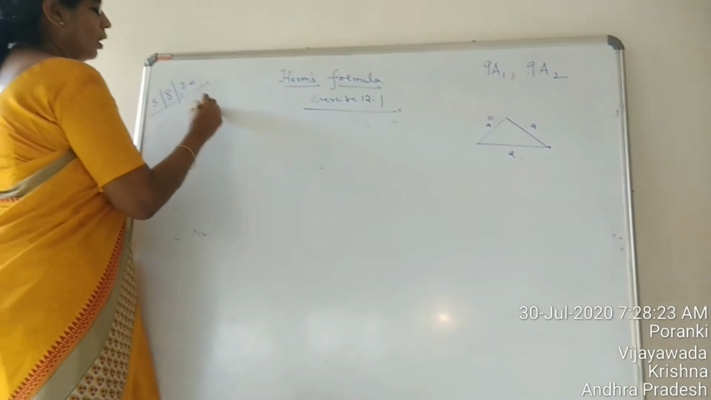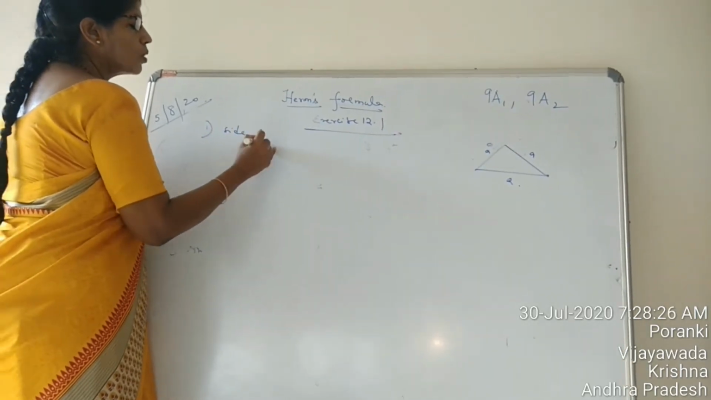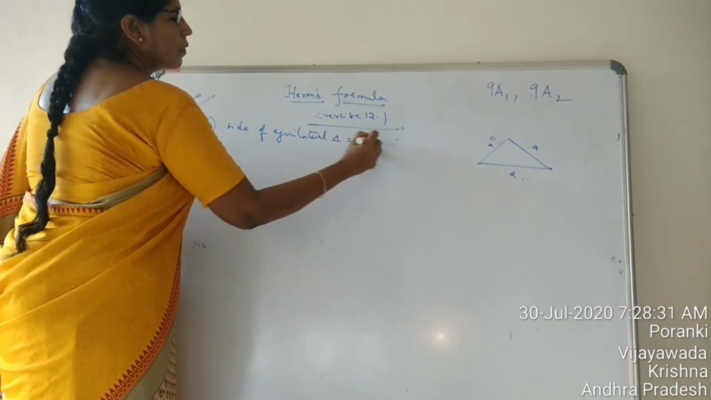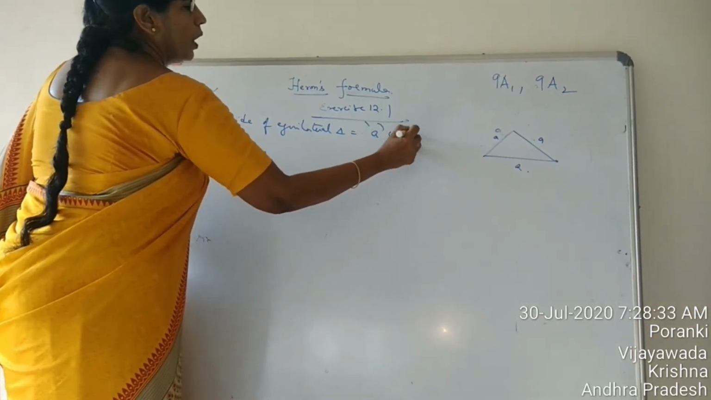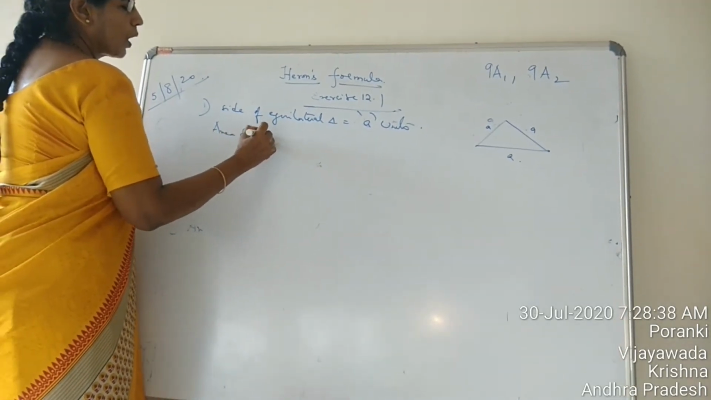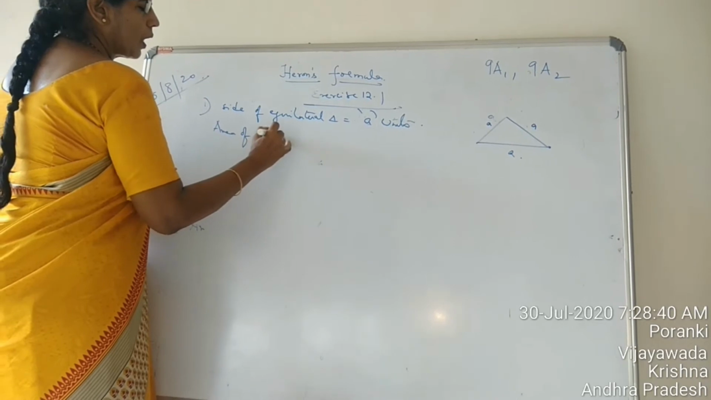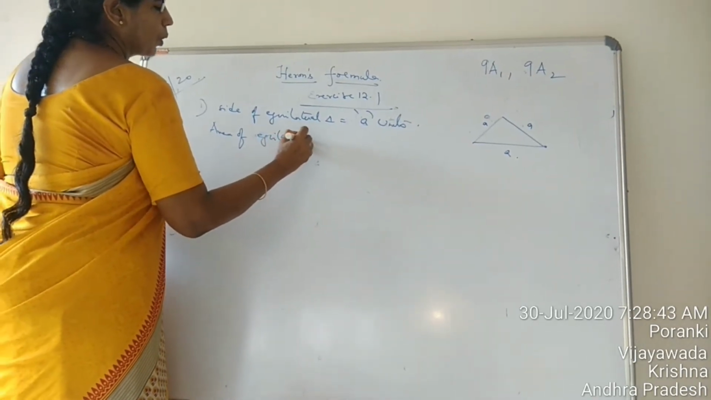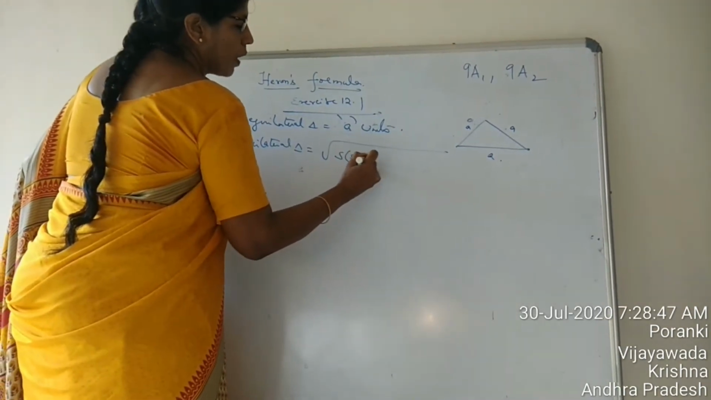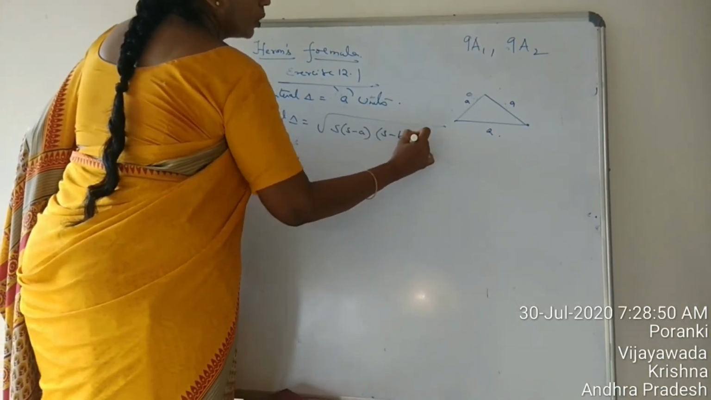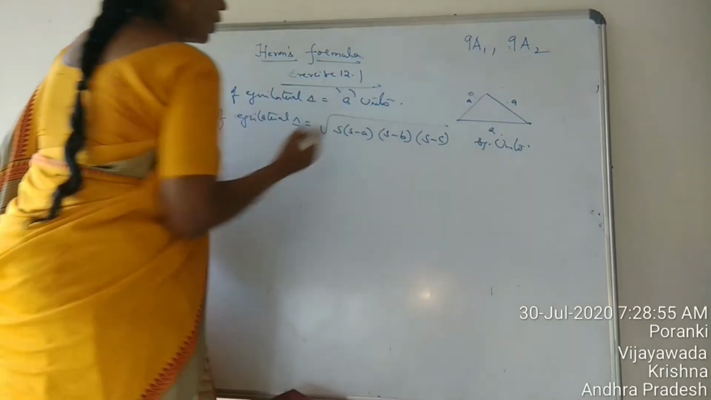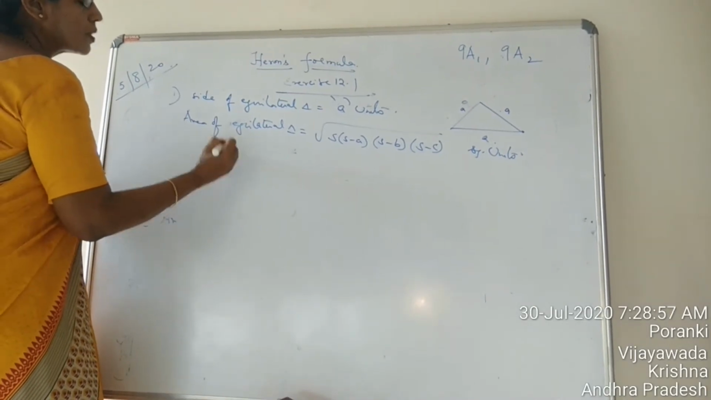Find the area of this equilateral triangle using Heron's formula. Side of equilateral triangle is given as what, children? A units. They have asked you to find the area of the equilateral triangle using what? Heron's formula. What is Heron's formula? Root of s into s minus a into s minus b into s minus c square units.